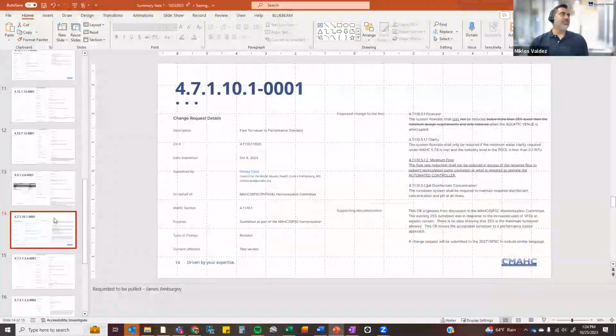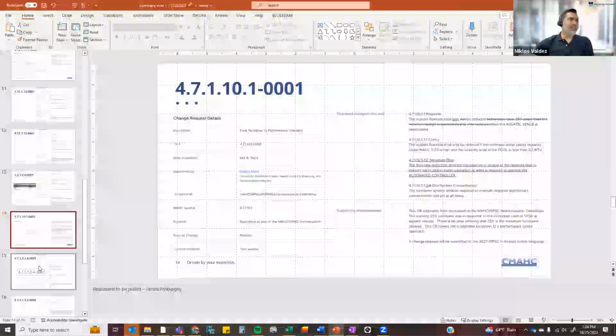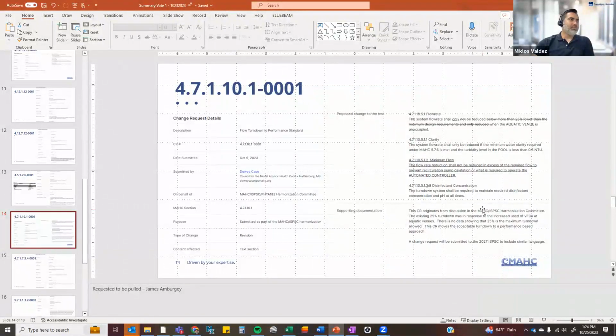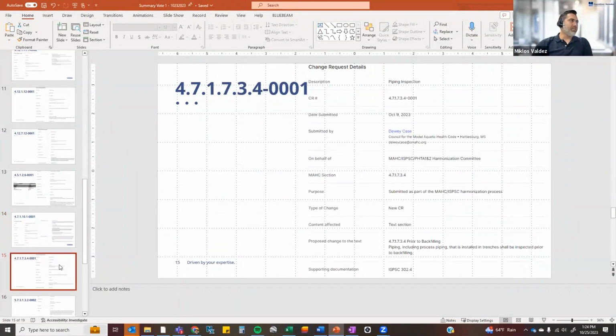Next is 4.7.1.10.1. This has been requested to be pulled by James. We're going to go ahead and just pull this, so we're going to skip over it. But this is updating the language for the minimum flow rates, taking out the 25% lower than design requirements and adding some minimum flow rate language. James indicated that this warrants some more discussion, and so we're going to pull that one.